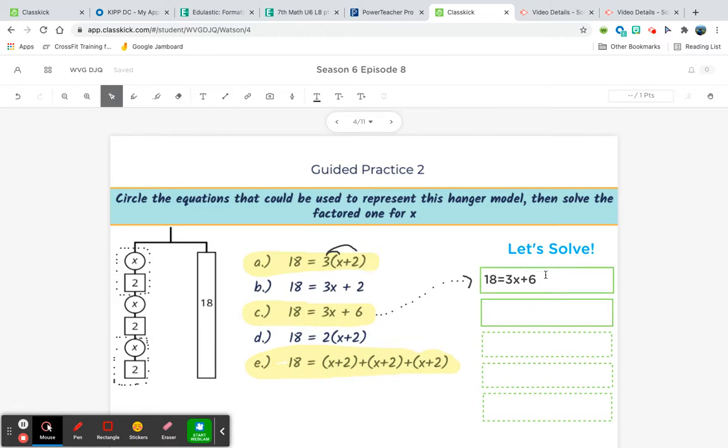And then I want to get rid of this 6, so I'm going to subtract 6 from both sides, minus 6, minus 6. 18 minus 6 will give me 12. So 12 equals 3x. You probably can see it already, but I'm going to divide both sides by 4, divided by 4, divided by 4. And 12 divided by 4 is 3. Oh, sorry, divided by 3, divided by 3. And 12 divided by 3 is 4. x equals 4.